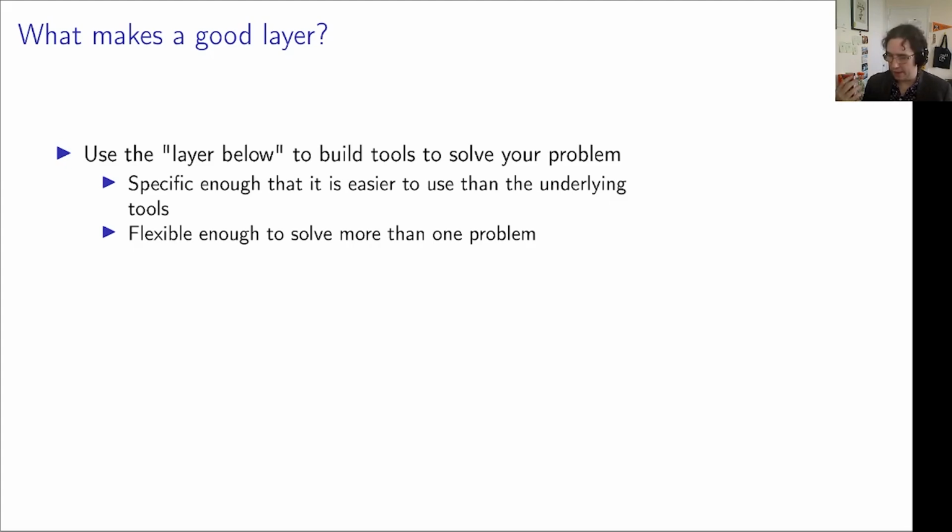So at this point, all the advice I've said so far could really be summarized as do good things, which, while true, is not particularly helpful or actionable. So if we're going to dig into what makes a good layer, to rephrase Dijkstra, we want to build tools that are easier to use than the layer below us that we're building on. And we also need to make sure they're flexible enough to solve more than one problem.